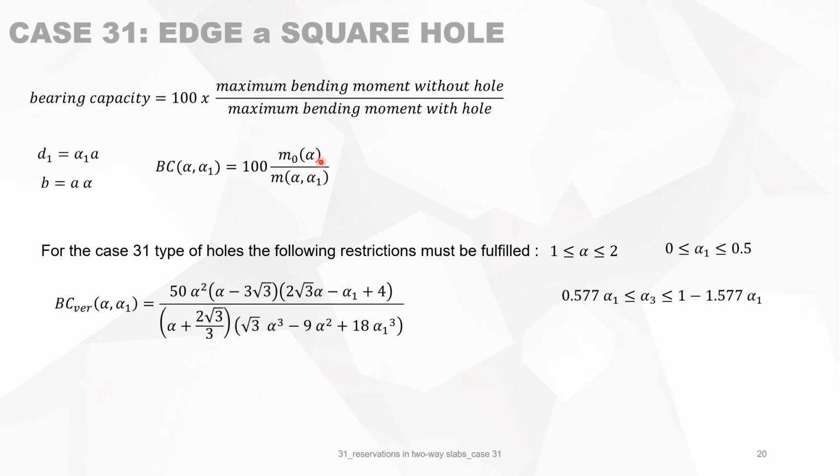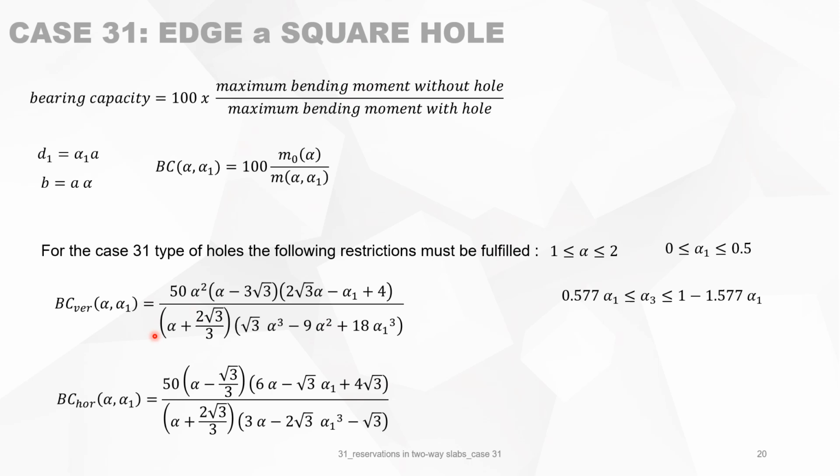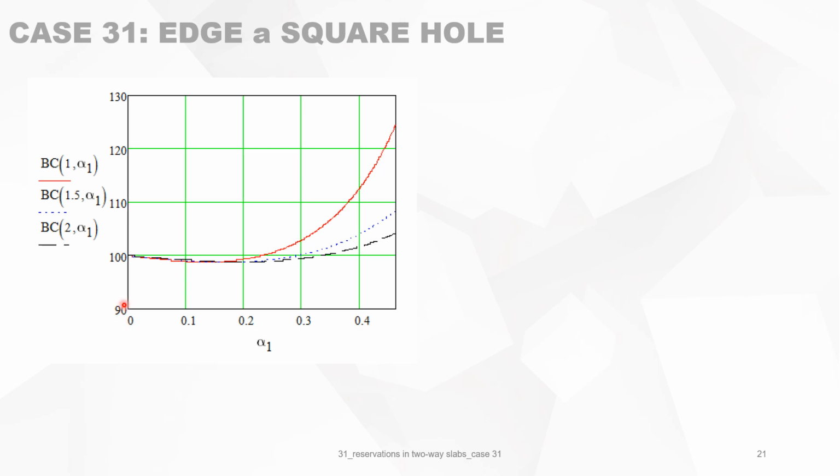And now you can calculate with this formula. For instance, for the bearing capacity for the vertical situation, you have 100 times m0 vertical divided by m alpha 1. And this gives you this expression. And the bearing capacity for the horizontal situation is m0 horizontal divided by m. You get this expression. And then we know that the bearing capacity of the slab is equal to this equation. Now we can put it into a graph.